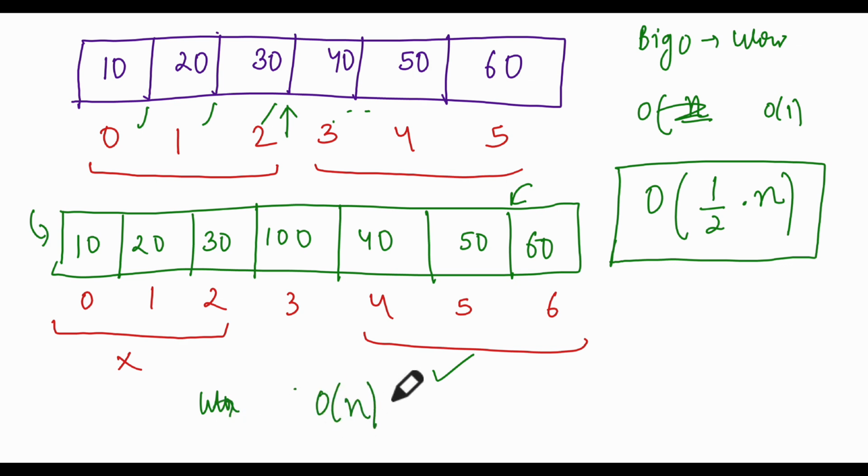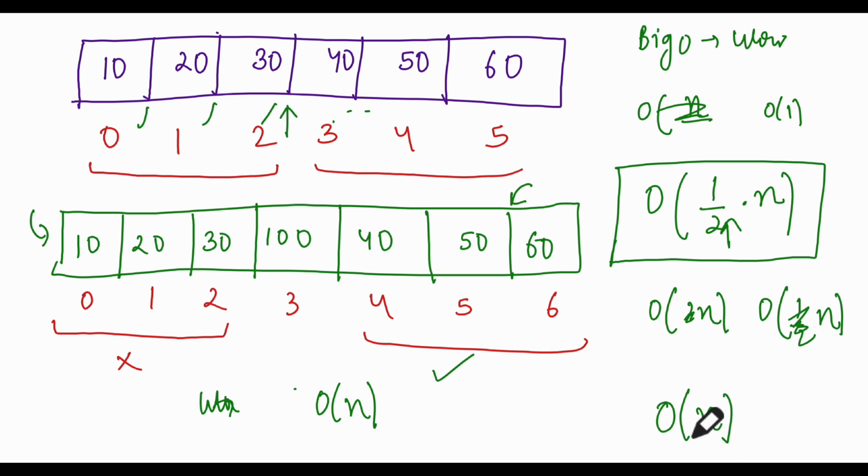Also, if you remember the previous video, we said that whenever we have a constant along with n, that constant is removed. So if it is O of 2n, or O of 1 by 2 n, all these constants can be removed. So the overall time complexity of inserting any element anywhere in the middle of the list will remain O(n).